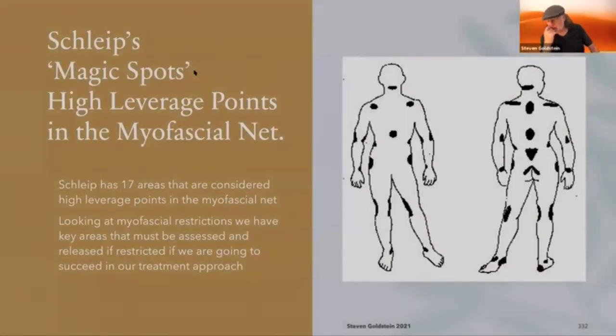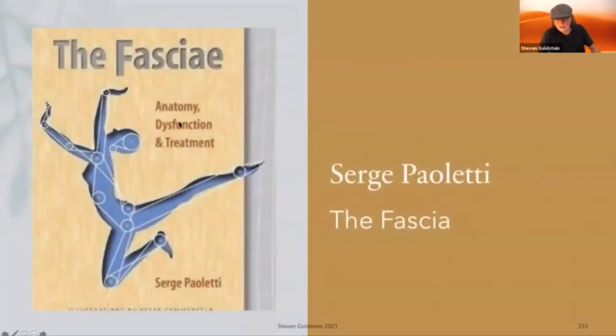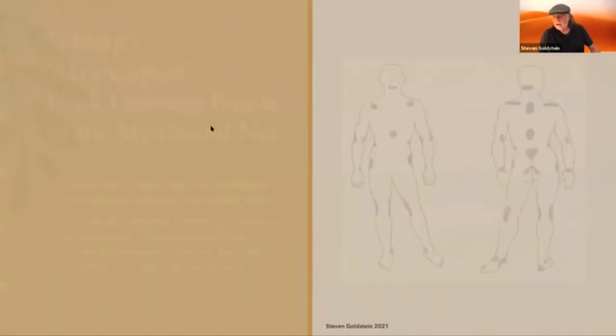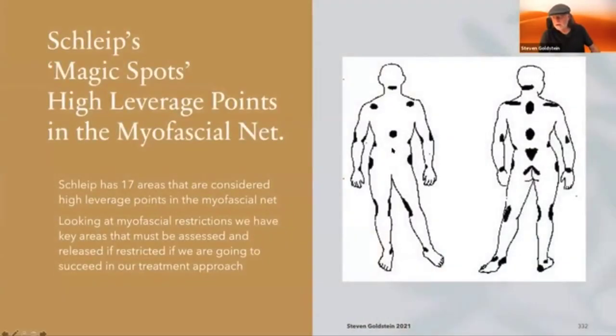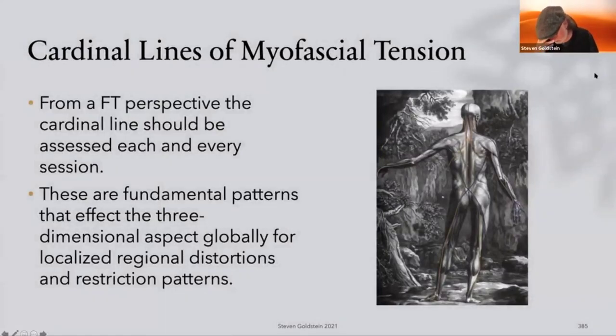Robert Schleip's magic spots. So I've always been a proponent of the use of the term high leverage points. And many of these points become transfer points or train station points on Myers' lines. These are places that you would tend to intervene to change the connective tissue fabric, especially the superficial fabric. This is sort of my philosophy.